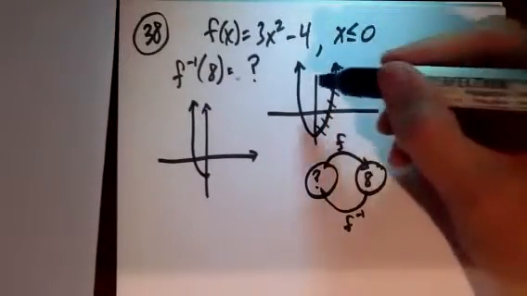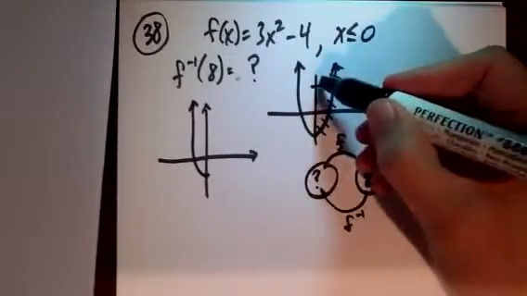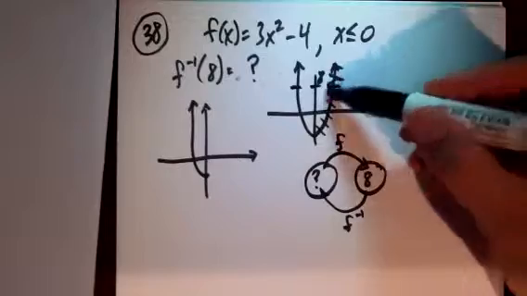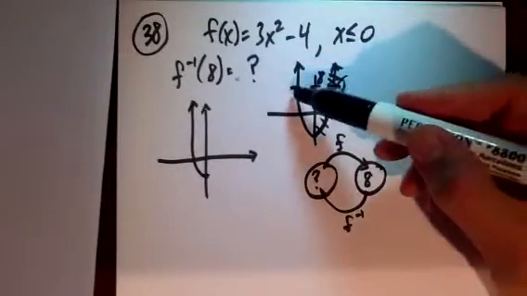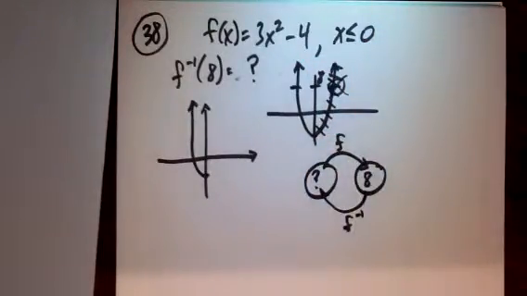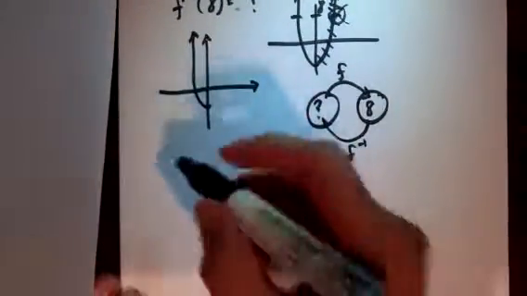Remember, 8 as an output is like here and here. But this one is not the one we want. We want the left one. So there we go. We can solve the original equation for 8.